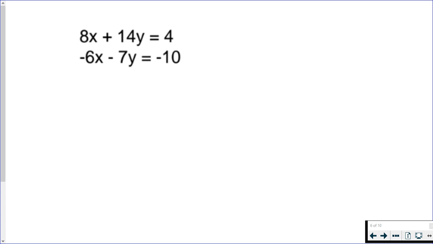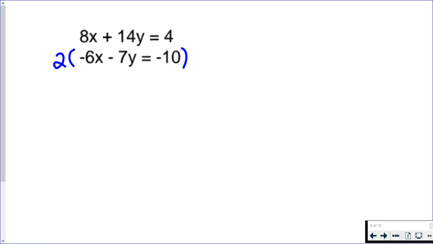Well, I see a positive 14y and a negative 7y. I know that 7 goes into 14, and I know for one of my variables to eliminate, I need to have opposite signs. So what I'm going to do is multiply the second equation by 2. The reason I'm multiplying by 2 is because that negative 7y will turn into negative 14y, which will then cause the y's to eliminate when I go ahead and add these equations together.